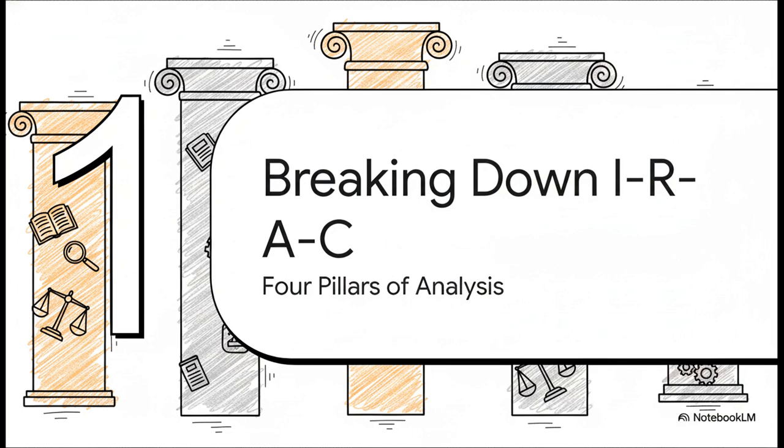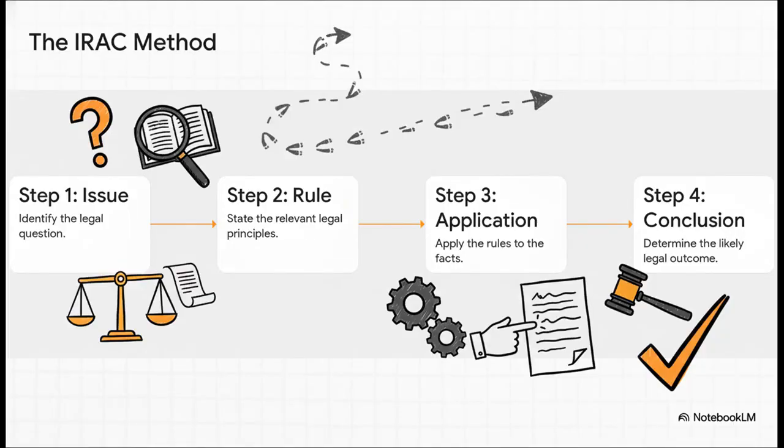Okay, so let's get right into it and break down IRAC. What do these 4 letters actually stand for? Let's look at the 4 pillars that make this framework so effective for legal analysis. IRAC stands for Issue, Rule, Application, and Conclusion. It's a simple 4-step process. The key here is to follow these steps in order every single time. It builds this nice logical path from the problem straight to the solution.